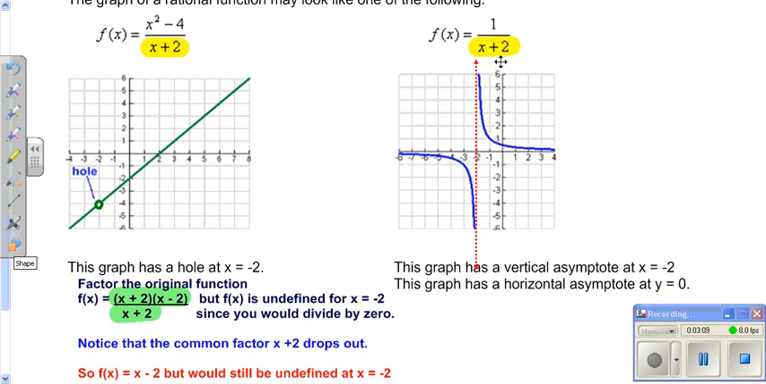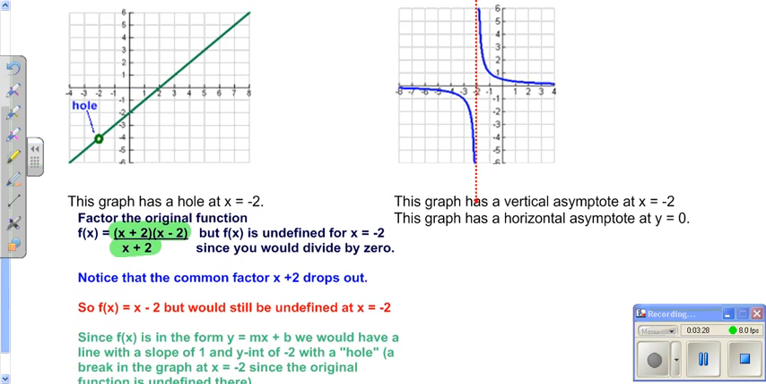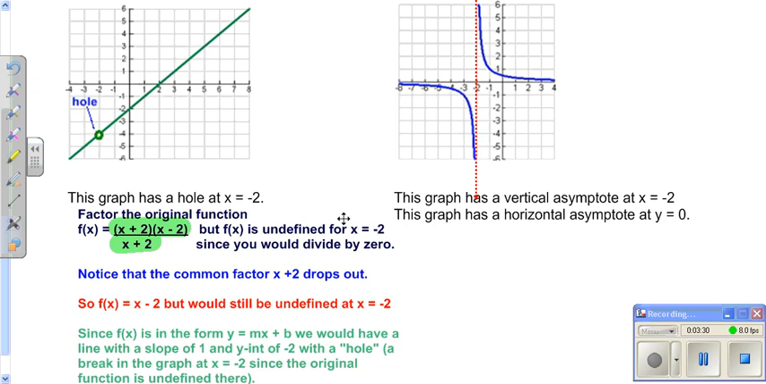The problem over here on the right, we did not have a common factor in the top and bottom that dropped out. So whenever the bottom was 0, that's your vertical asymptote. So if you have no common factors and the bottom is 0, you're going to get vertical asymptotes. But if you do have a common factor in the top and the bottom, that common factor drops out. What causes that common factor to be 0 tells you the coordinates of your hole. So what causes your x plus 2 to be 0? That's where your x is negative 2, and that is where your hole is.